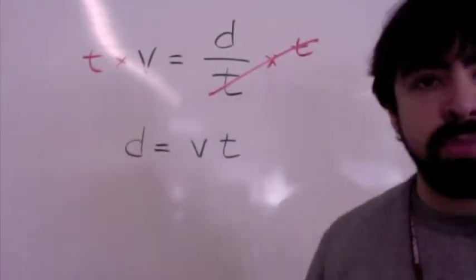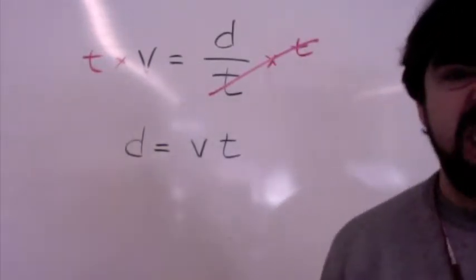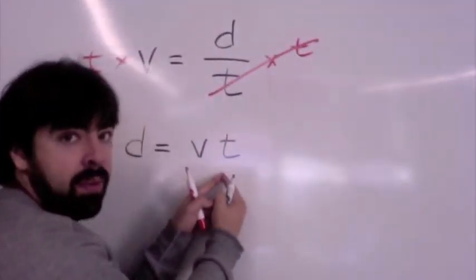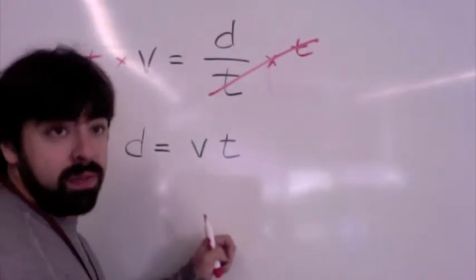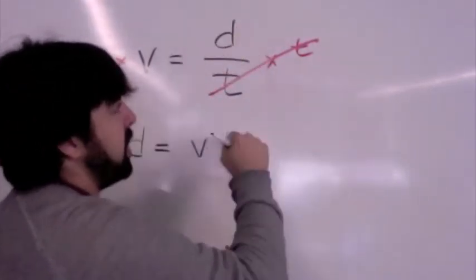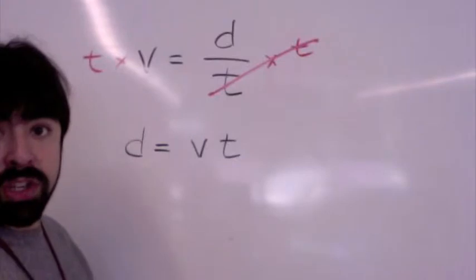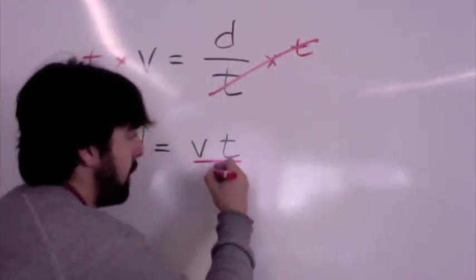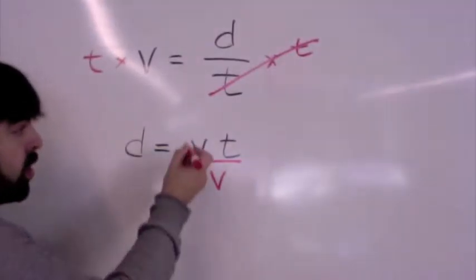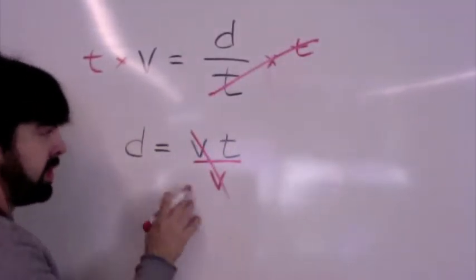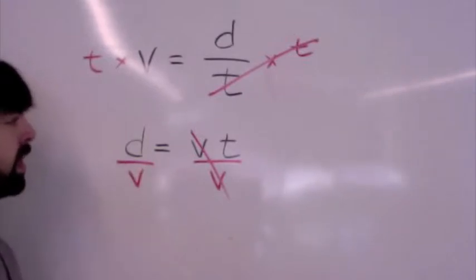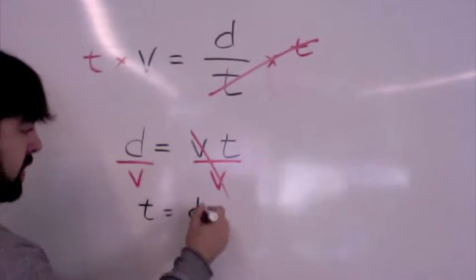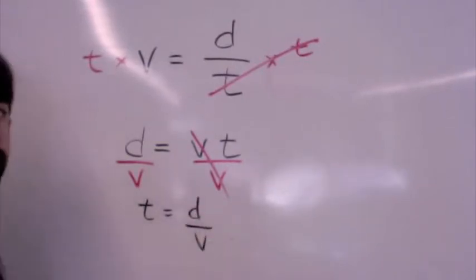I want time so it's alone. Now I have to get rid of the v. So what am I going to do? Because these are connected with multiplication, I'm going to remove the v with division. Up here, they're connected with division. I removed it with multiplication. So I'm going to divide this side by v. Crosses out. Whatever I do to one side, I have to do to the other. And we find out that time equals distance over speed.